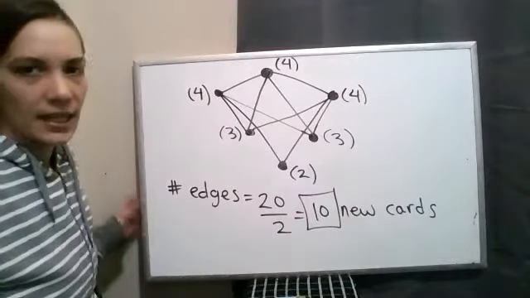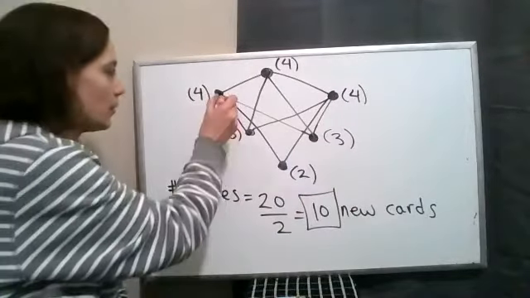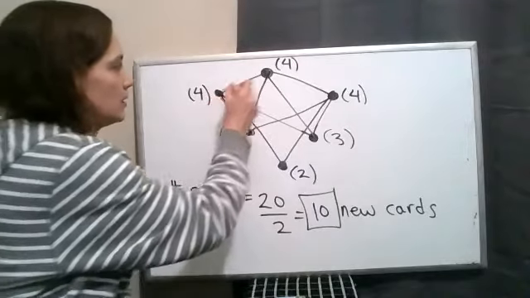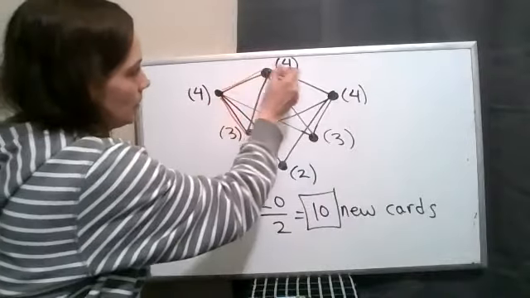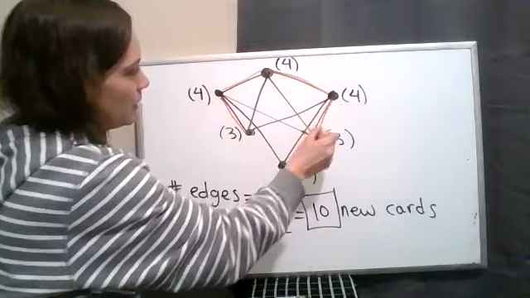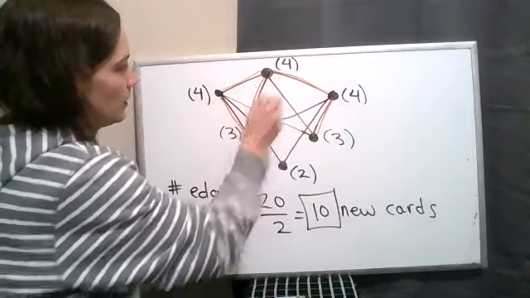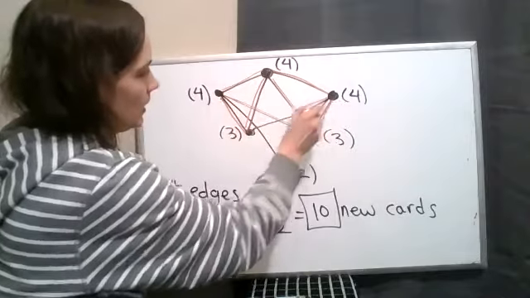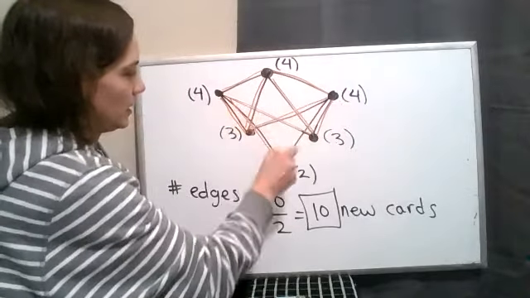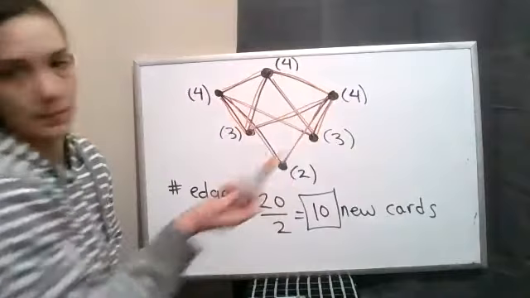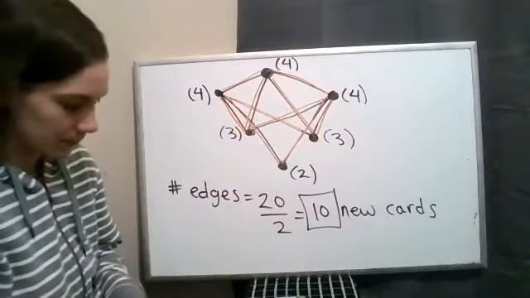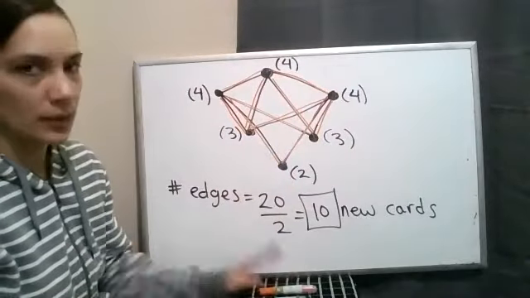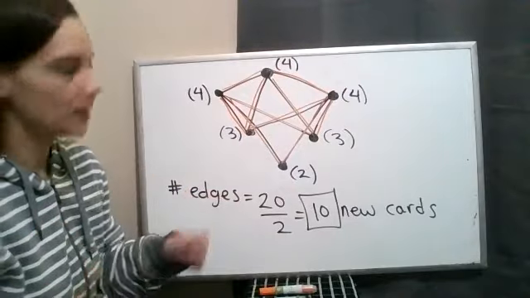And I think I want to highlight. So there's 1, 2, 3, 4, 5, 6, 7, 8, 9, 10. That's good. Just went over every single edge one time.